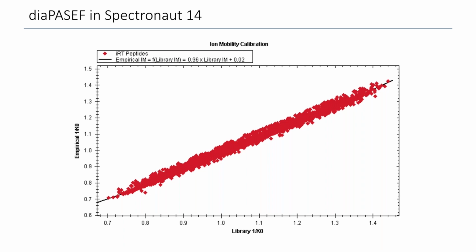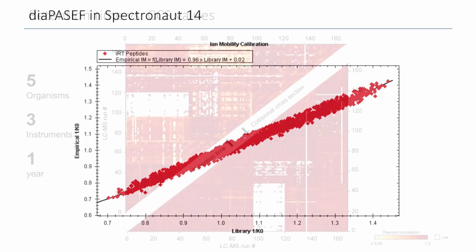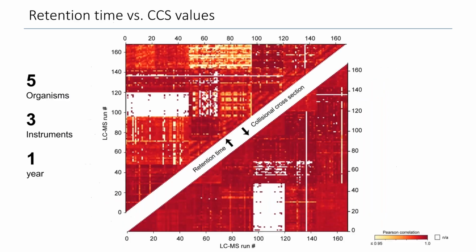And this is something we've also observed in a much larger data set. So in this example here, we acquired over 160 runs and compared the reproducibility of the retention time versus the reproducibility of the collisional cross-section values. This slide is a bit busy, but what it actually shows is a matrix of pairwise comparisons between different runs. And then we were just calculating the Pearson correlation of either the retention time or the collisional cross-section for the overlap of two runs.